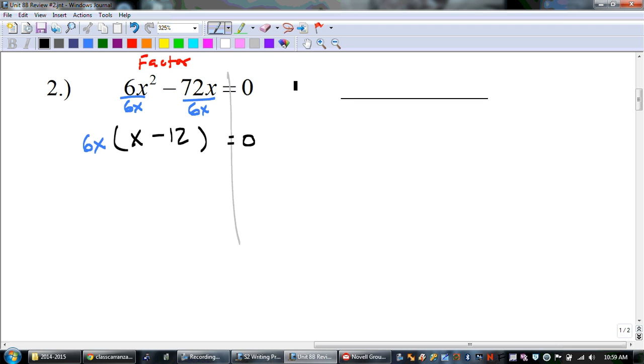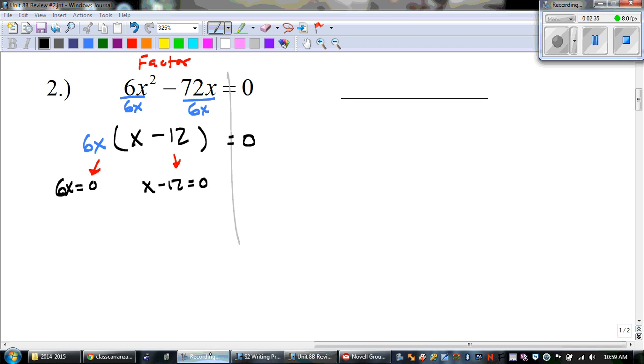Negative 72x divided by 6x is negative 12. Sorry, I said the wrong answer. And then it's the same thing that we just did. Everything with the variable, we set equal to 0. All right, so why don't you guys pause the video and see if you can solve this on your own. Good luck.